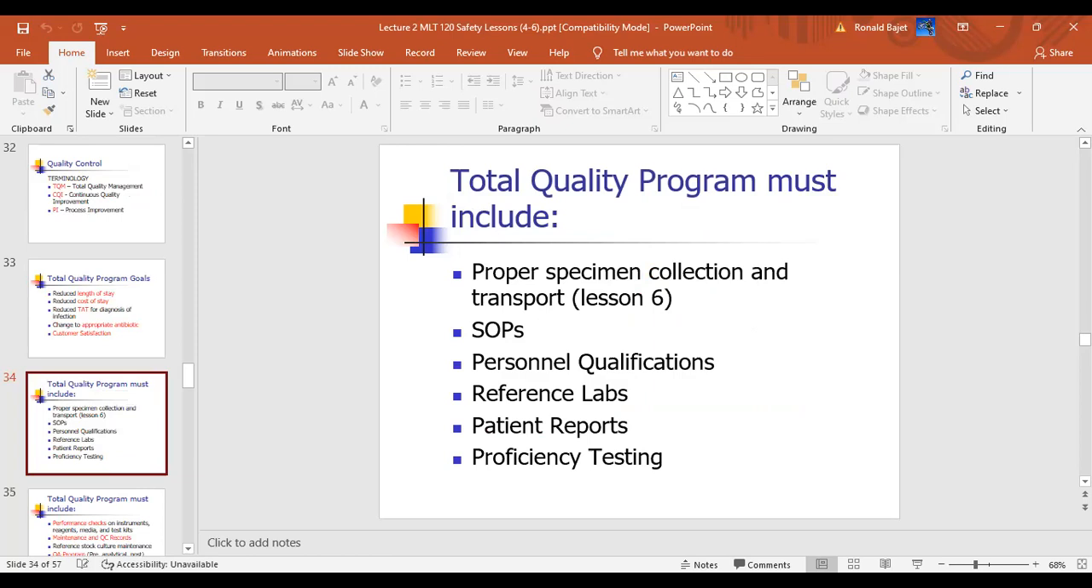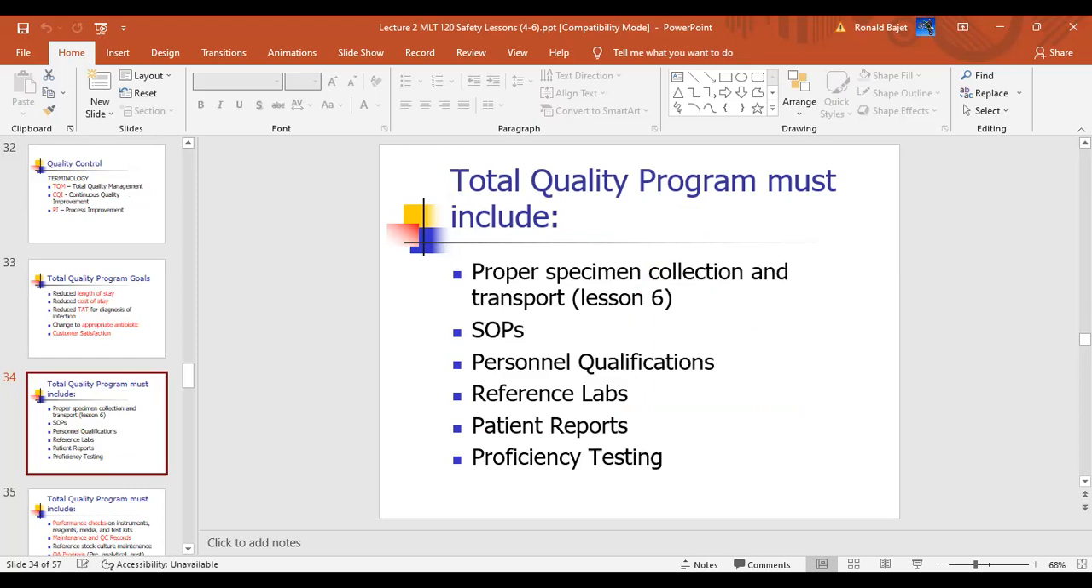TQL, a total quality program, must include proper specimen collection and transport, SOPs, personnel qualifications, reference lab, patient reports, and proficiency testing. These components of a total quality program are actually areas in the laboratory that CAP inspectors look at. Are you guys familiar with CAP inspections?